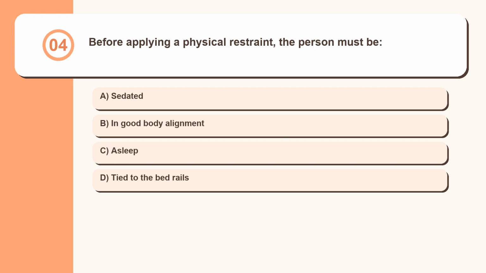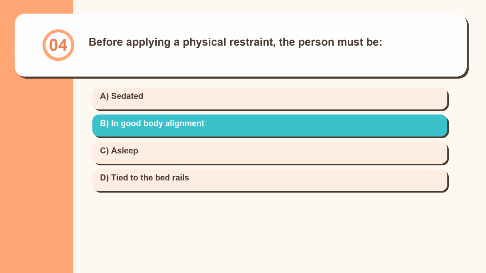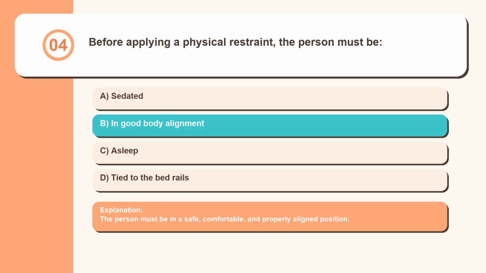Question 4. Before applying a physical restraint, the person must be: sedated; in good body alignment; asleep; tied to the bed rails. The person must be in a safe, comfortable, and properly aligned position.